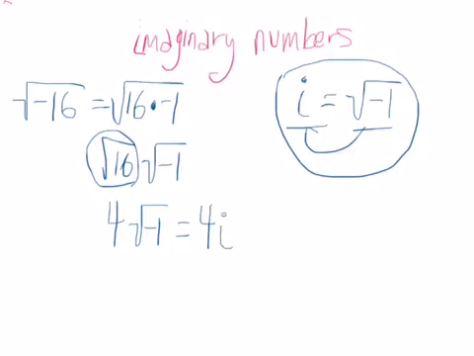Mathematicians call that an imaginary number. They don't call it imaginary because it's fanciful or because it's part of a story. It is an actual number. It's just an unfortunate choice of words that we use for imaginary.